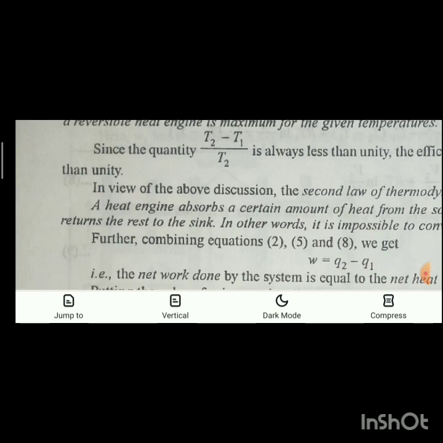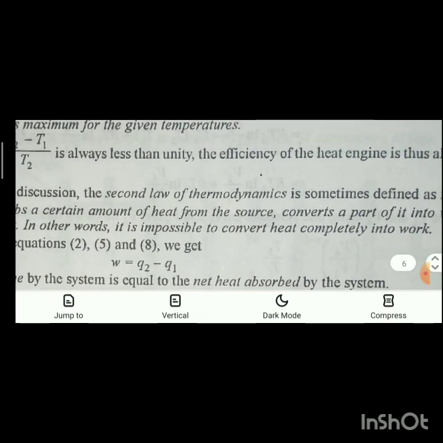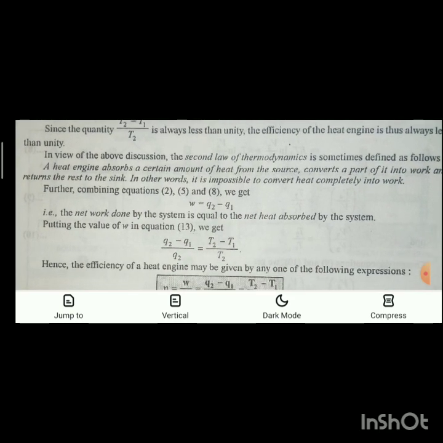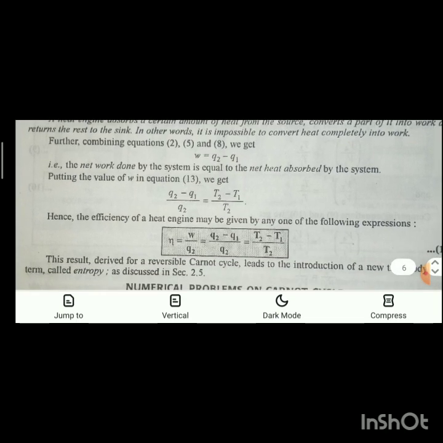In view of the above discussion, the second law of thermodynamics is sometimes defined as follows. A heat engine absorbs a certain amount of heat from the source, converts a part of it into work, and returns the rest to the sink. In other words, it is impossible to convert heat completely into work. Further, combining equations 2, 5 and 8, we get W equals Q2 minus Q1, that is, the net work done by the system is equal to the net heat absorbed by the system.